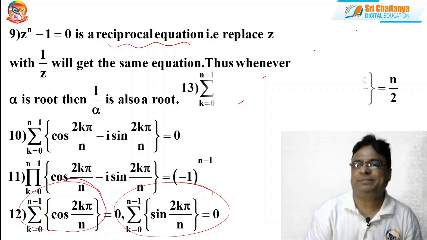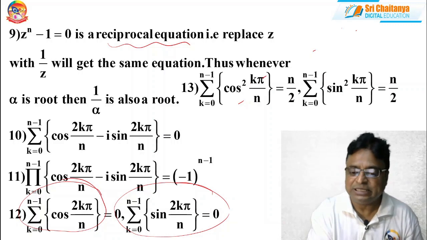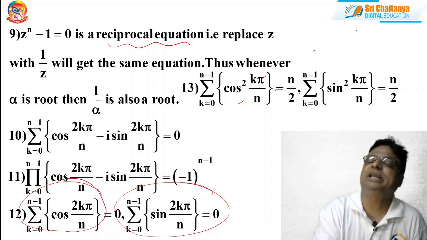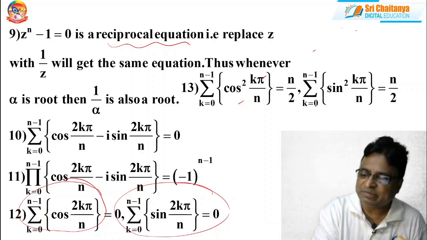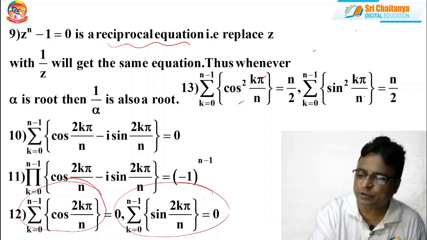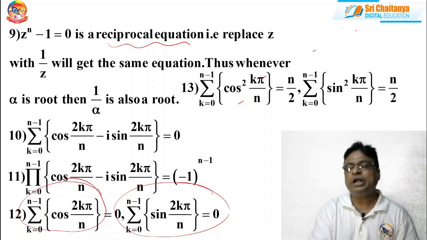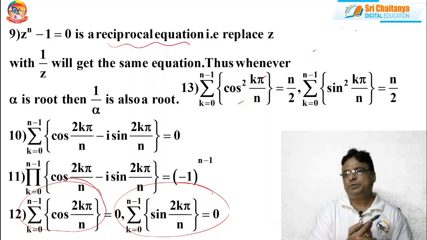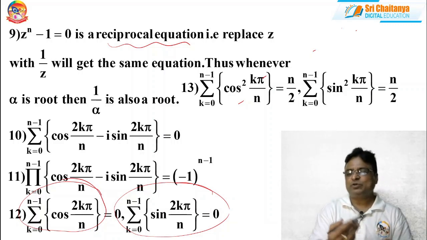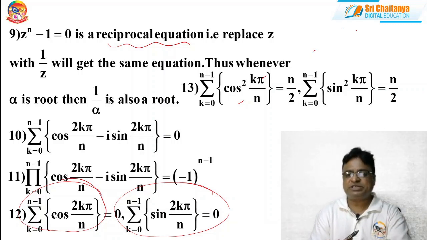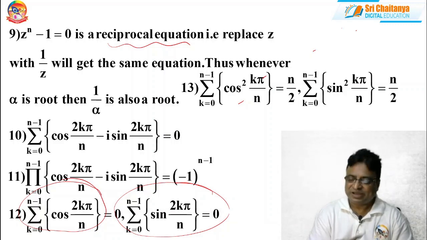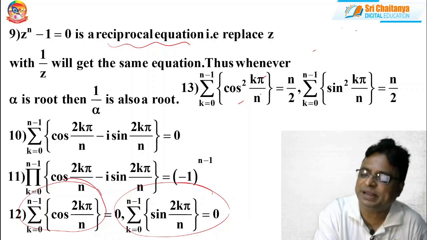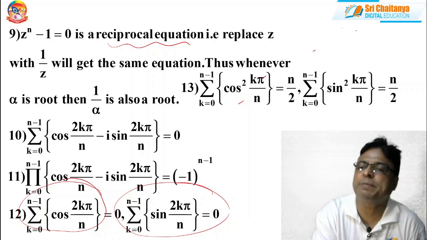Another important point is sigma k equal to 0 to n minus 1 of cos square 2k pi by n is equal to n by 2. Similarly, sigma k equal to 0 to n minus 1 of sin square 2k pi by n is equal to n by 2. How to get it? Cos square theta is equal to 1 plus cos 2 theta by 2. Similarly, sin square theta is equal to 1 minus cos 2 theta by 2. You establish that and you will get the same result. Clear? In the place of cos square, I can write it as 1 plus cos 2k pi by n.